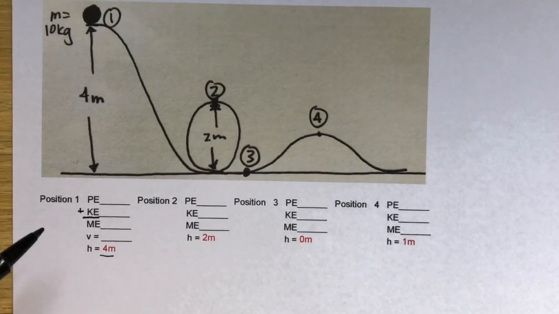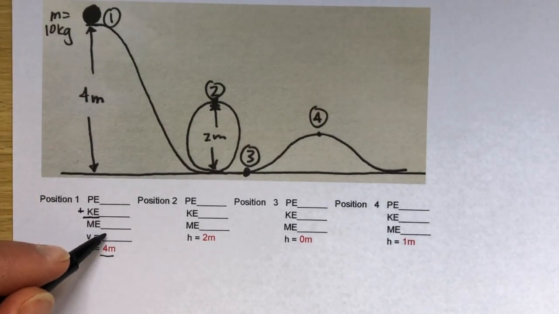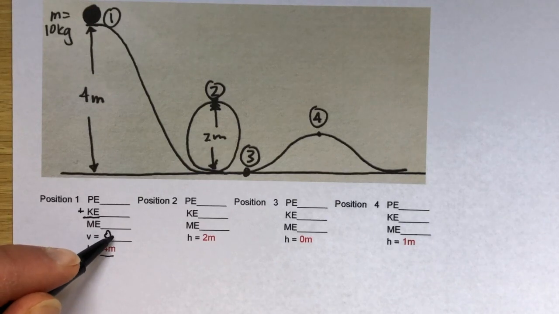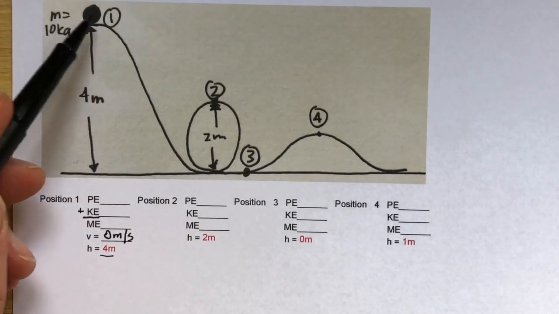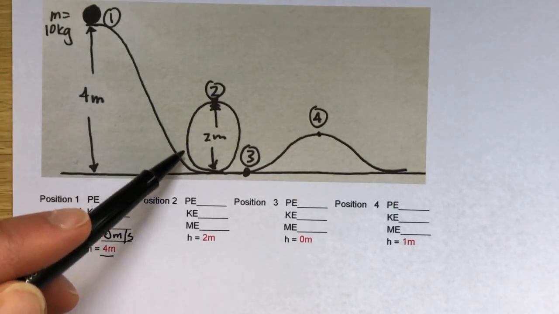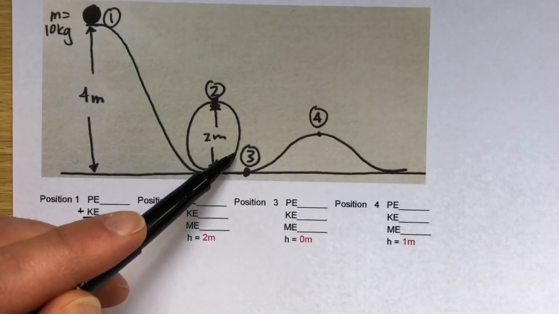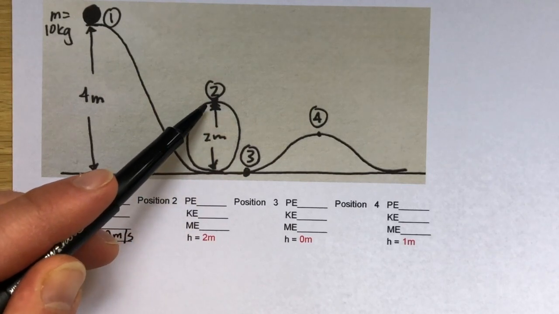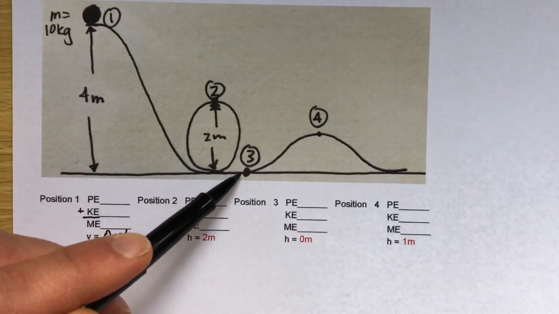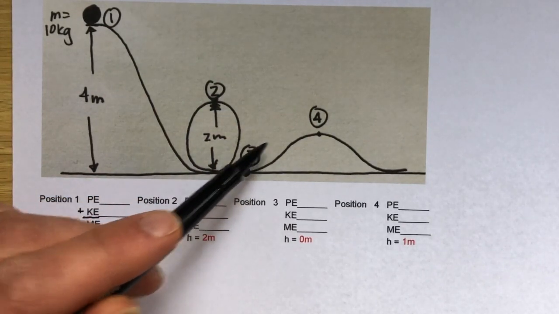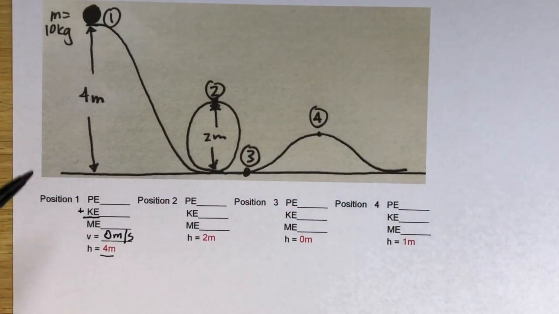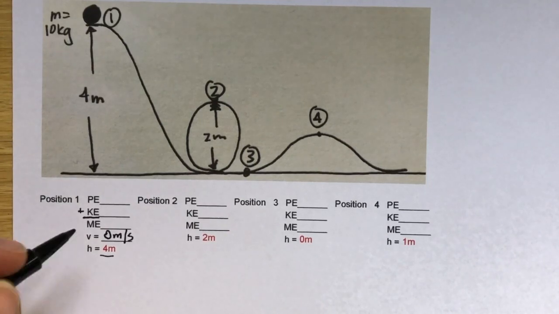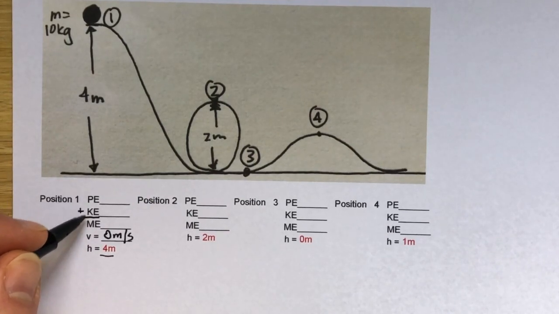All right. The other thing we know is that at the very top, there is no velocity. It's not moving right now. So once it starts moving, it's going to obviously get faster and faster as it rolls down the hill. It's going to hit this loop. It's going to come around, slow down a little bit, speed up again, be going its fastest here at the bottom, slow down a little bit, and then speed up again. All right, so we want to figure out PE, KE, and ME.